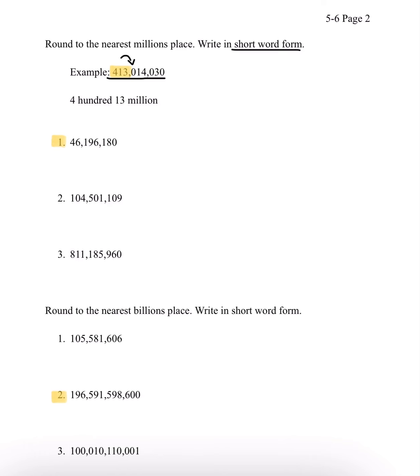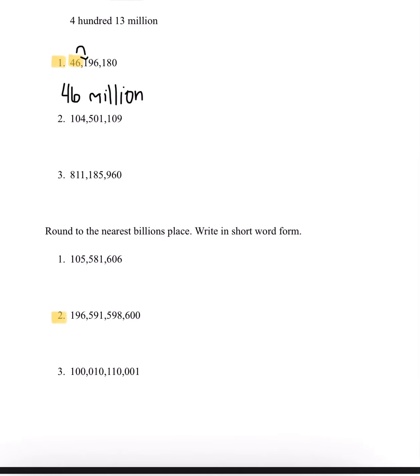So we're going to be going over number 1. We see that the 46 is in the millions place. And let's see the number behind 6, which is a 1. And 1 is below 5, so that means it should stay as 46 million. So we write just 46 million. And that's our answer.